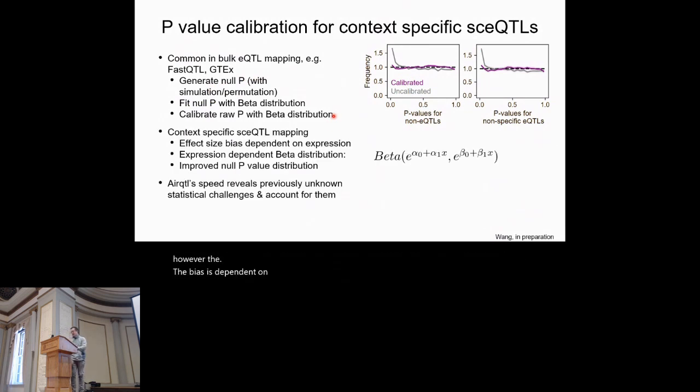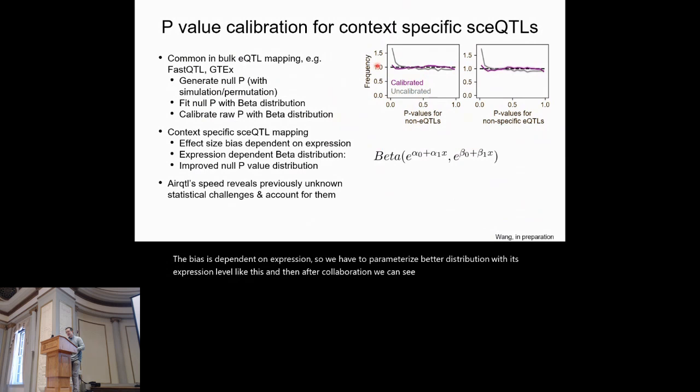So we have to parameterize the beta distribution with its expression level like this. And then after calibration, we can see the context-specific eQTLs give a relatively better distribution, and now the condition is satisfied. And of course, these two lines are drawn from eQTLs, because for cell-type-specific ones it never completes its context-specific eQTL to have sufficient data points allowing for the evaluation. And therefore, our speed allows it to reveal hidden challenges and account for them.